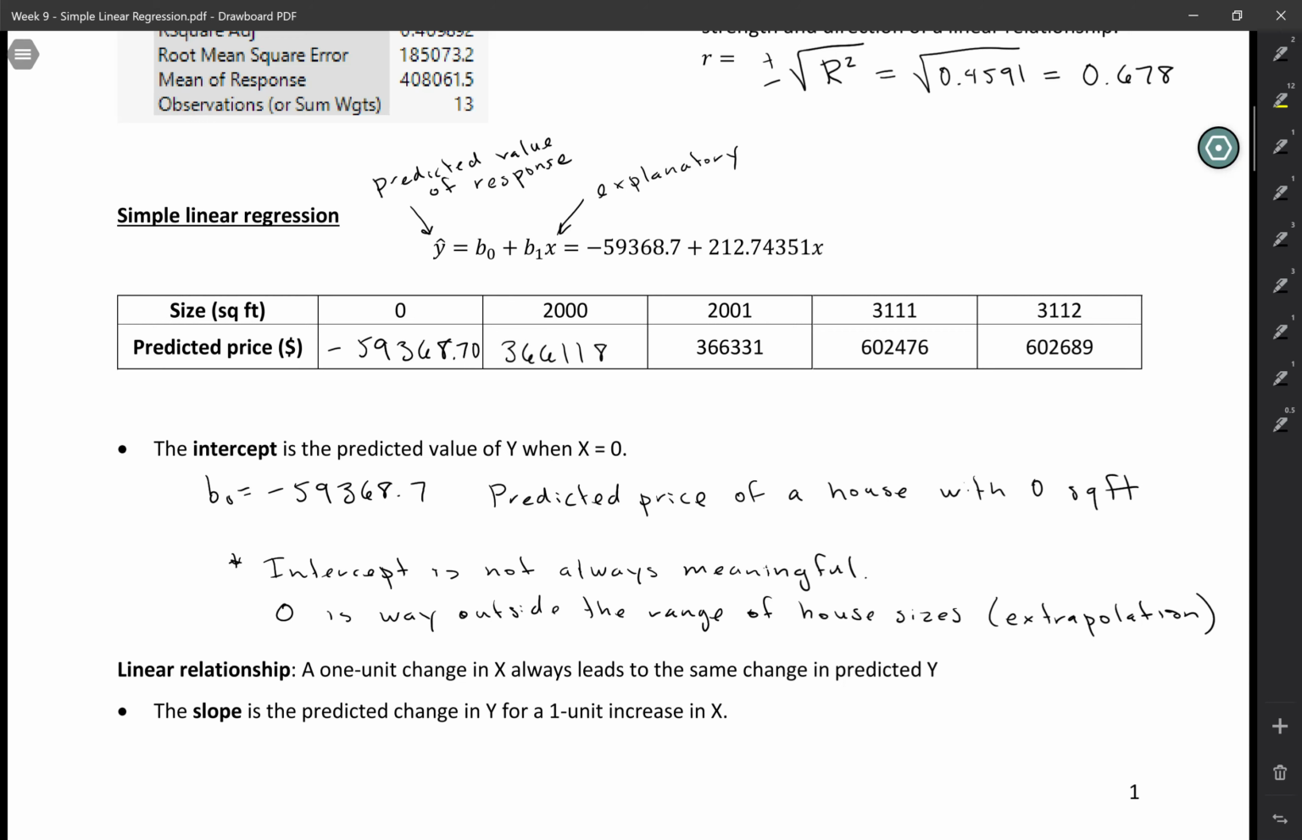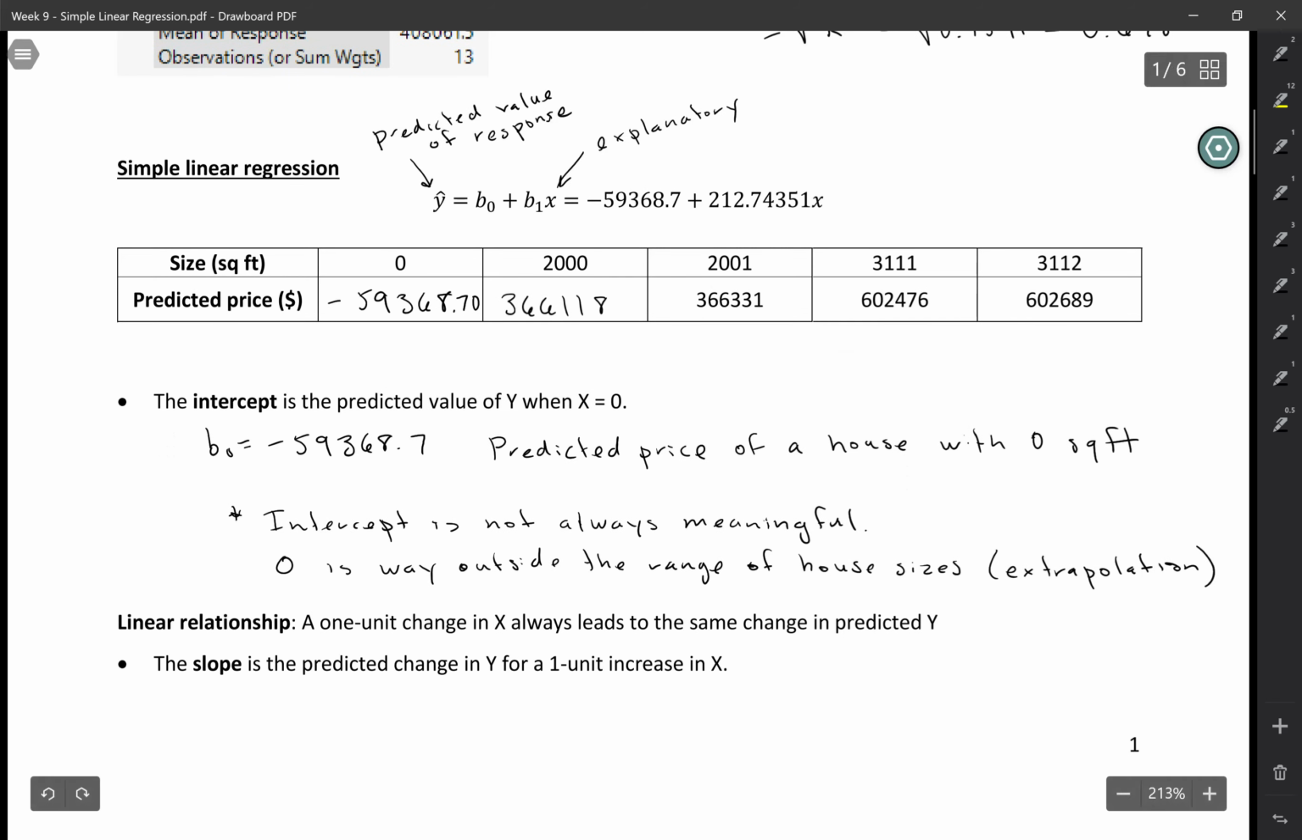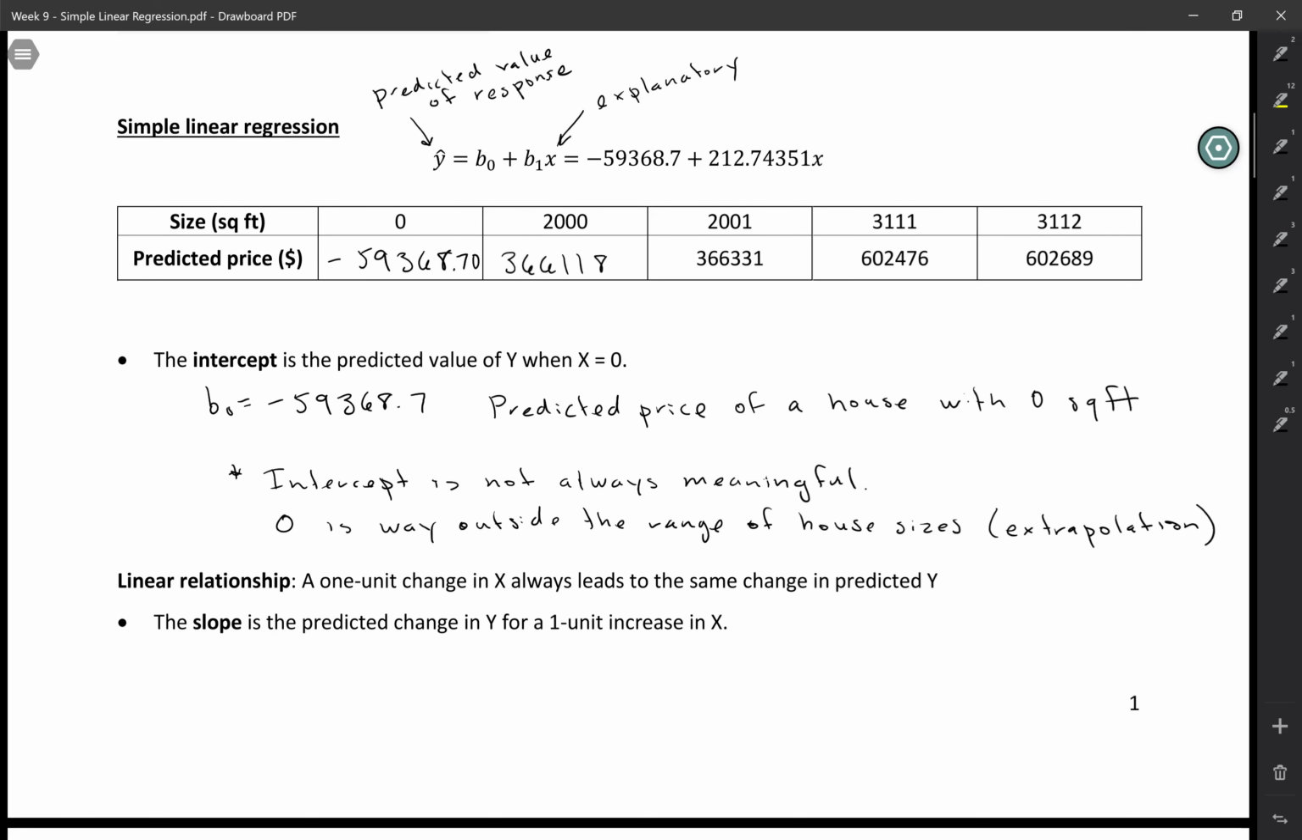And this is a linear relationship. We're assuming that the variables have a linear relationship. That means that a 1 unit change in x always leads to the same change in predicted y. And the name for that rate of change is the slope. This is the predicted change in y for a 1 unit change in x. So in this example, our slope is $212.74.